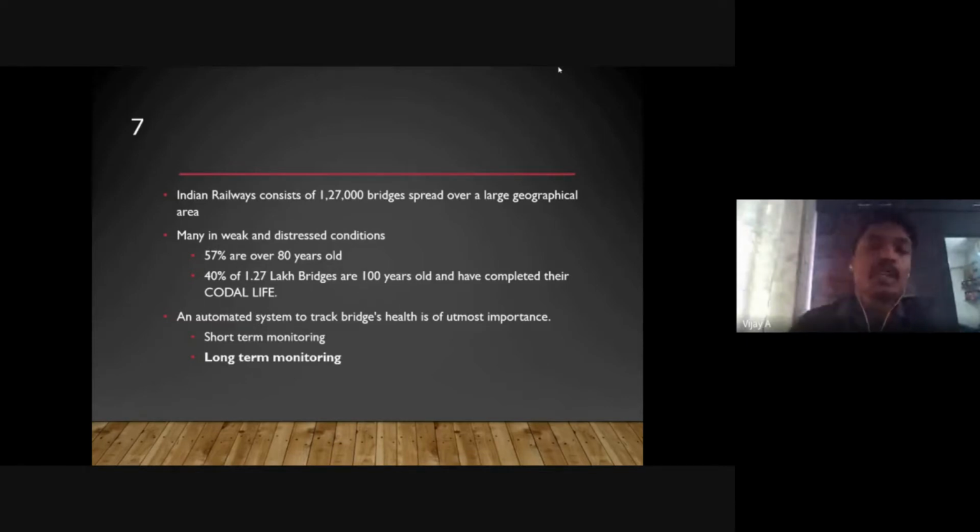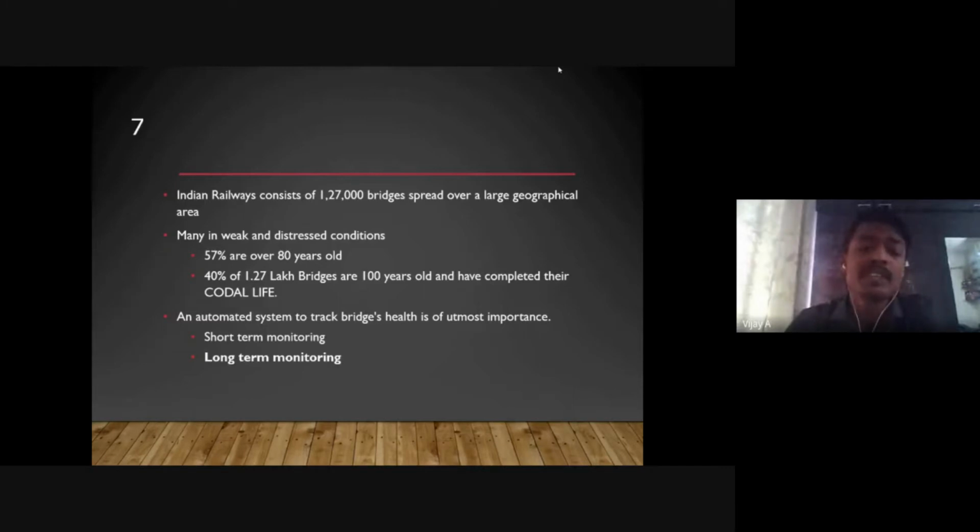Indian Railways consists of almost 1.27 lakh bridges spread over a large geographical area. And why we speak about the maintenance of structures is because many of these structures are in weak and distressed conditions.